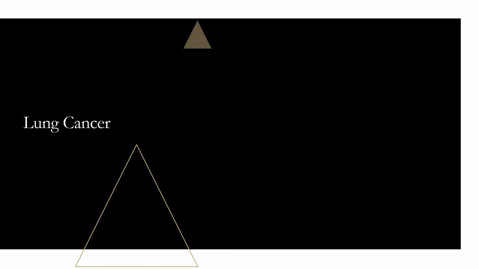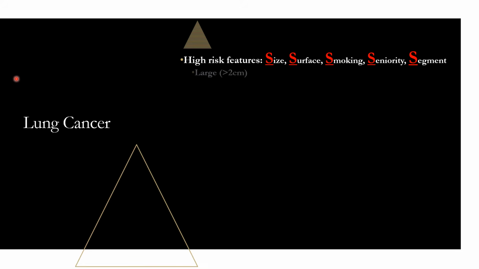Now let's do the opposite end of the spectrum. That's going to be your high risk features. I'm adding an S here. So size, surface, smoking, seniority, same as in the low risk, but also segment. So this is going to be the segment of the lung involved, which I'll go into in a second.